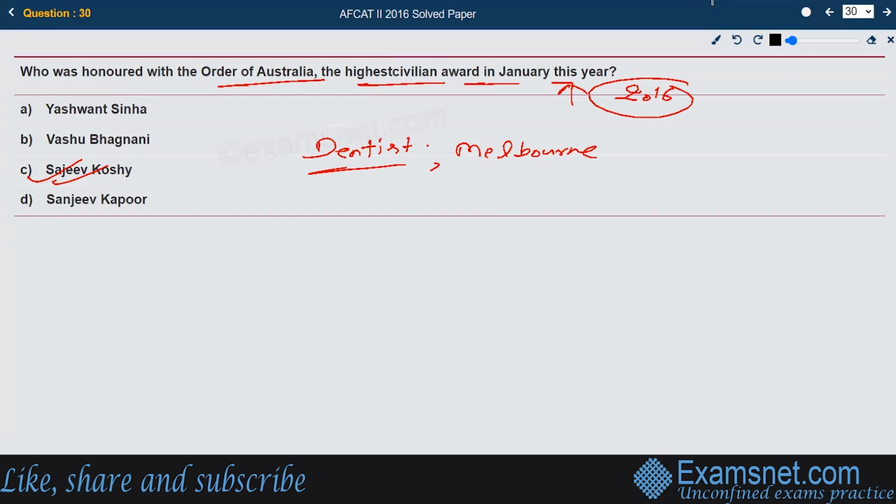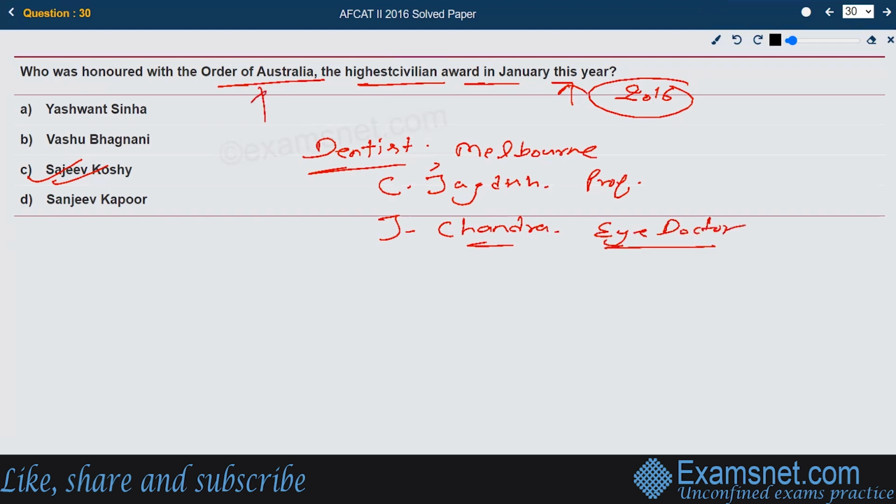The other two recipients were Chenupati Jagdish, who was a professor, and Jay Chandra, who was the next awardee, an eye doctor. So these three people were awarded the Order of Australia in the year 2016, and the right answer is Sanjeev Koshi.